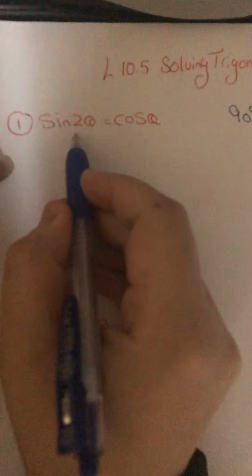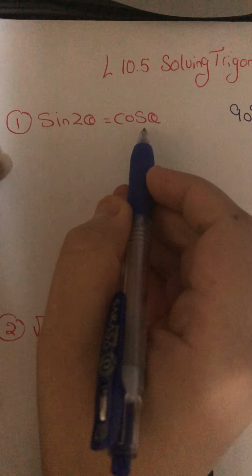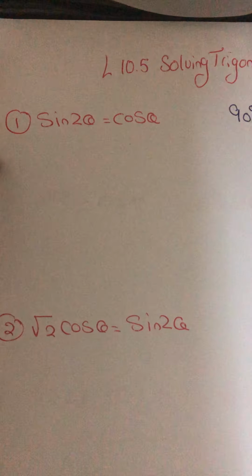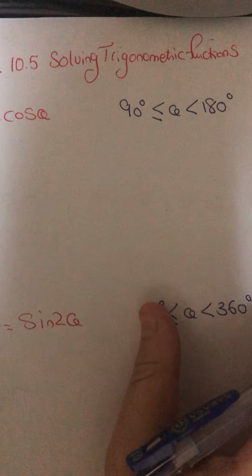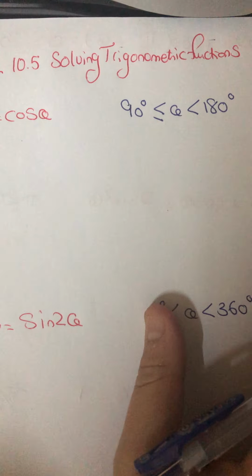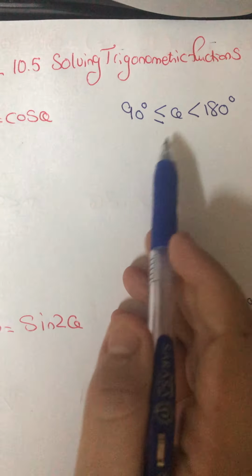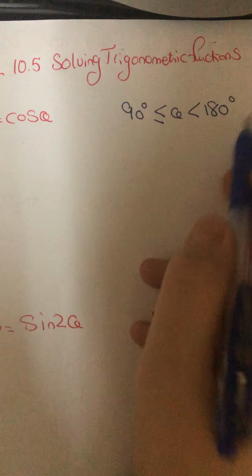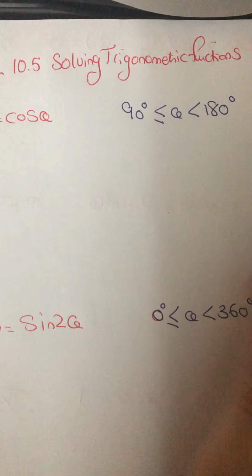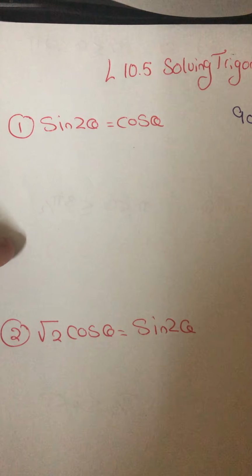It says sine 2 theta equals cosine theta. And here in this pack, they've given me intervals. They said from 90 to 180, and 90 is inclusive, 180 is not inclusive. So if one answer is 180, I would never use it, okay? So what shall I do?